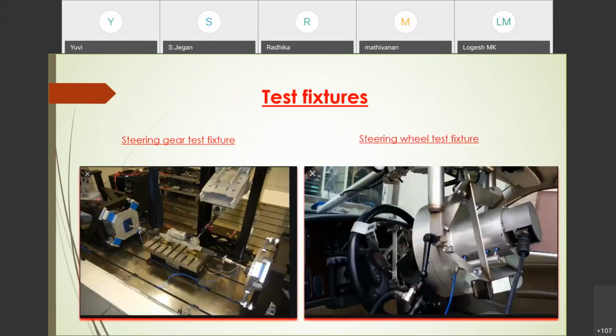These are some test fixture photographs. I have shown you the steering gear test fixture, how it looks. You can see it's a test fixture where we fix the part and simulate the failures. During this testing, as I told you before, we collect many parameters to find out how the part and product is behaving.